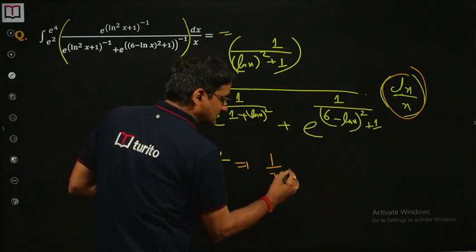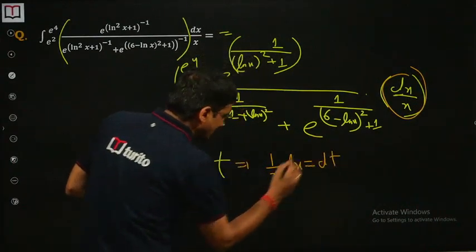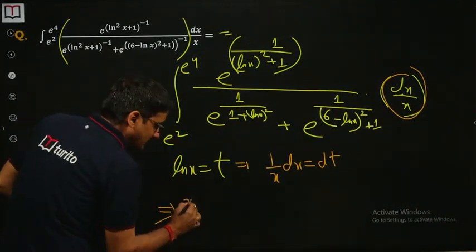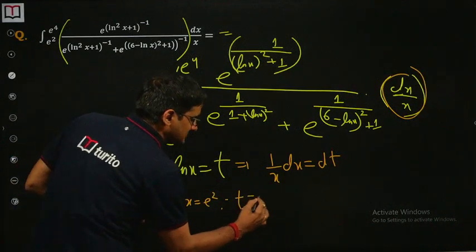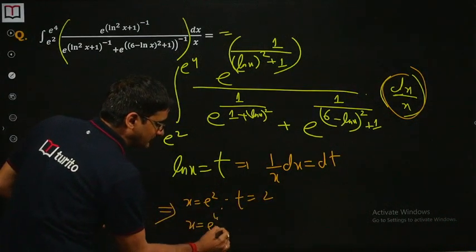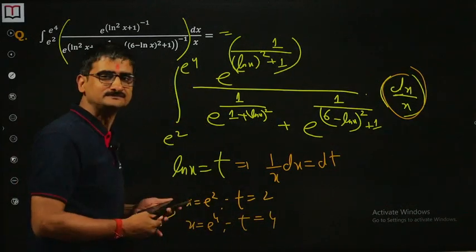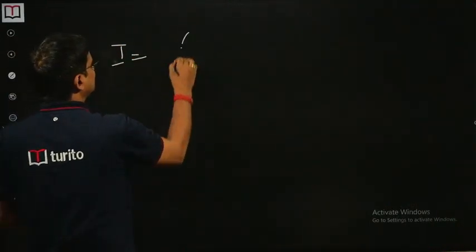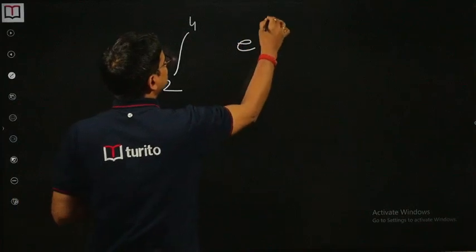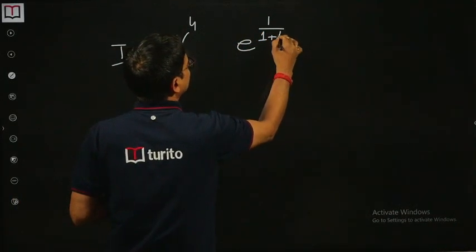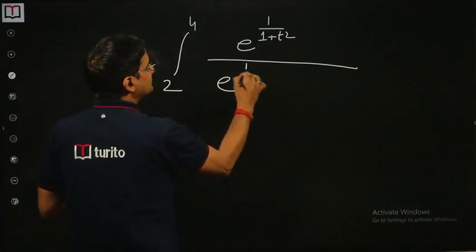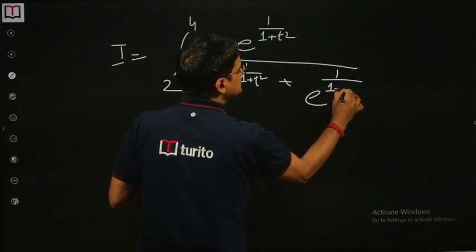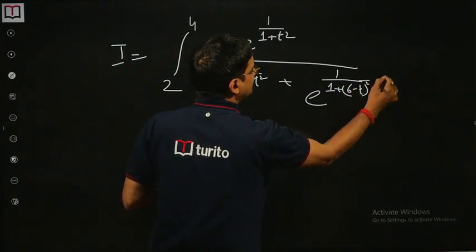So when you differentiate, dx by x is nothing but dt. And when you go for the limit change, when x is e square, how much is t? t is 2. When x is e raised to power 4, how much is t? t is 4 here. So therefore now our integral I goes from 2 to 4, e raised to the power 1 upon 1 plus t square over e raised to power 1 upon 1 plus t square plus e raised to power 1 upon 1 plus 6 minus t whole square, and that's your dt.